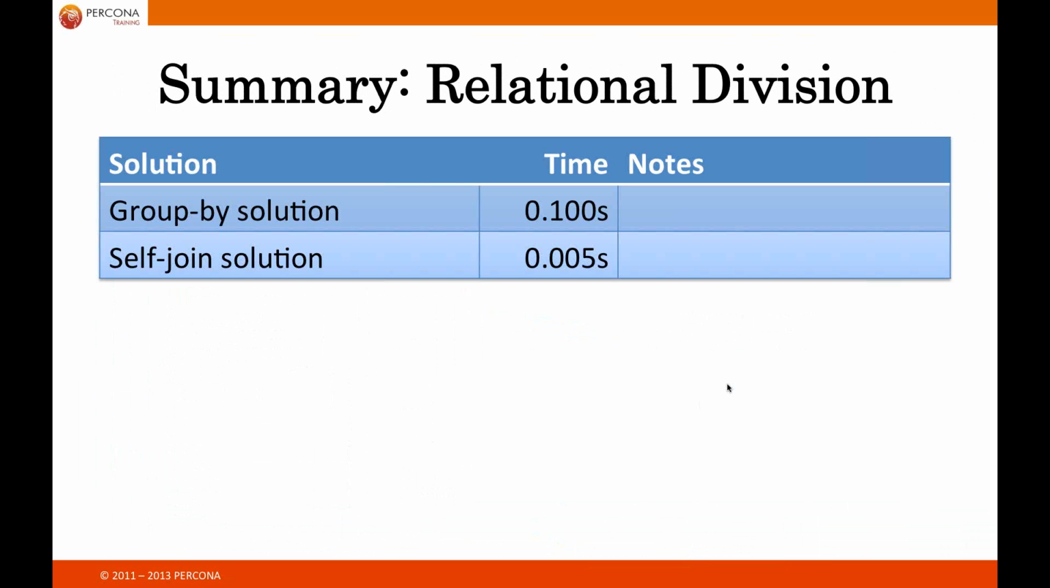So here's the comparison of those 2 different solutions. I've scaled it up to a millisecond, so it's 100 milliseconds versus 5 milliseconds. The self-join solution is 20 times faster.